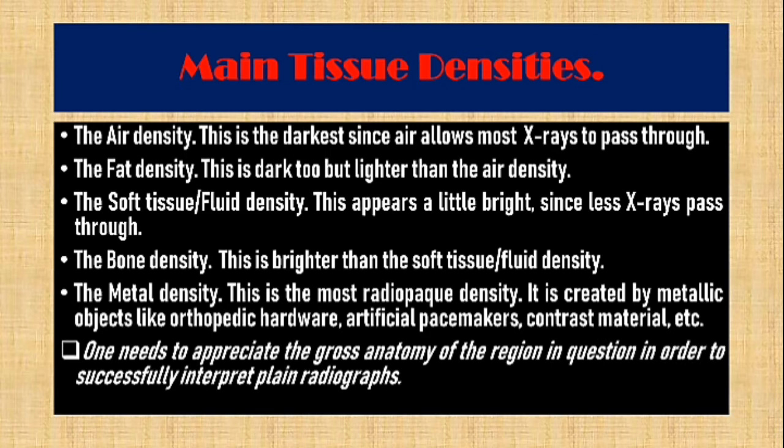One needs to appreciate the gross anatomy of the region in question in order to successfully interpret plain radiographs. That is to say, you need to understand where these densities are found in the normal body. Where is it normal to find the air density, and where is it normal to find the bone density, and how should the soft tissue density appear, and so forth.